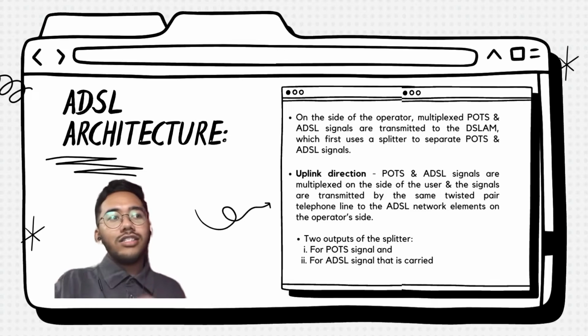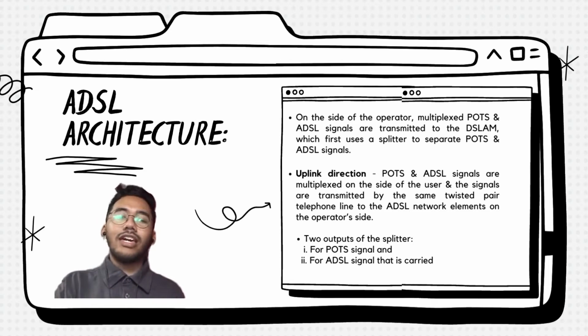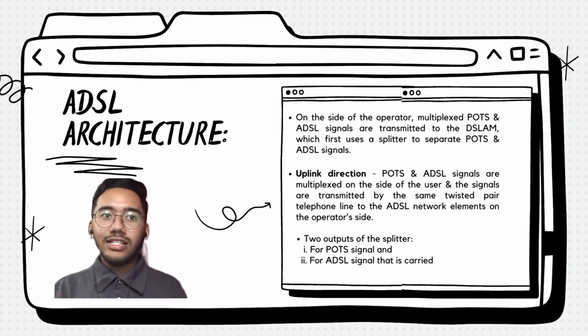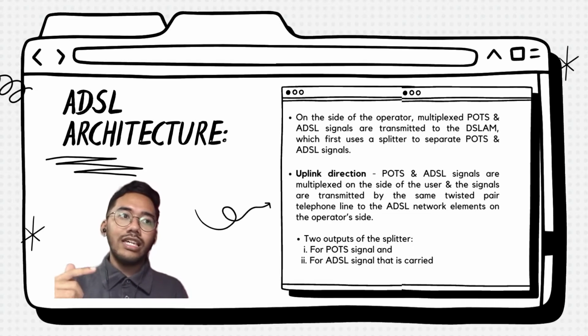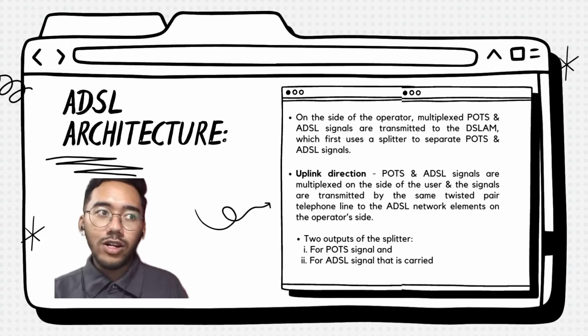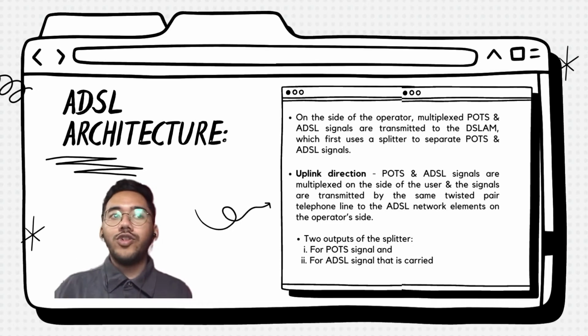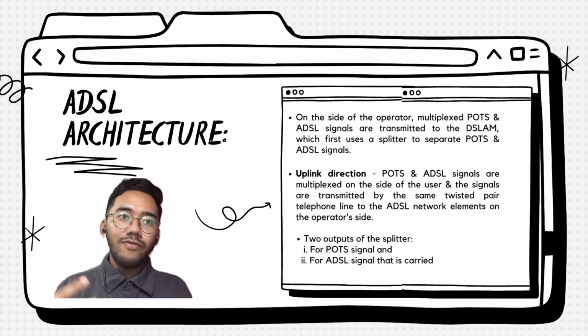On the side of the operator, the multiplexed POTS and ADSL signals are transmitted to the DSLAM, which first uses a splitter to separate the POTS and ADSL signals. There are two outputs of the splitter. One is for the POTS signal and another one for the ADSL signal that is carried.